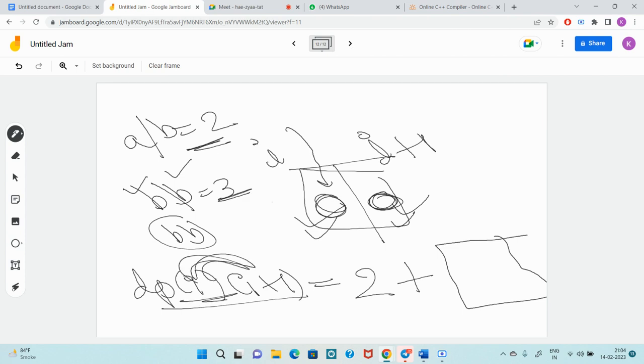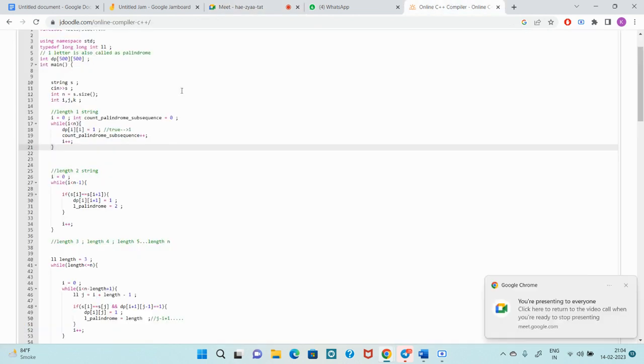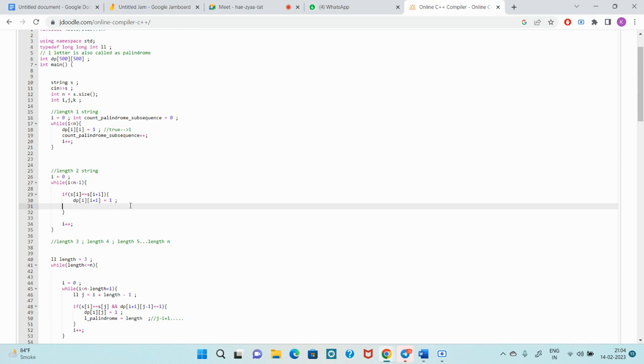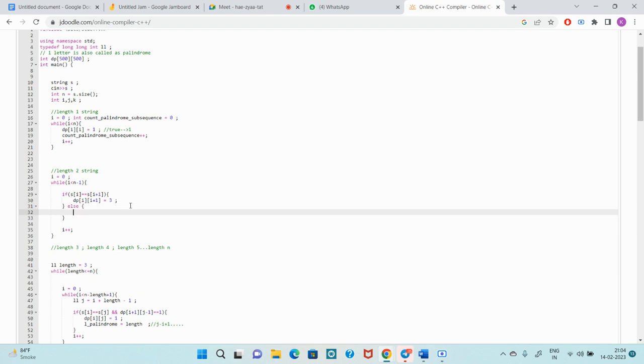Guys, is this much clear? Please write yes or no in the chat, so I can write the if condition. Guys, no one is saying yes. Yeah, nice, thank you. So guys, if s of i equals s of i plus 1, there are 3 palindromic subsequences in the string starting at i and ending at i plus 1. But if they are not matching, then there are only 2. So dp of i, i plus 1 is nothing but 3 or 2.